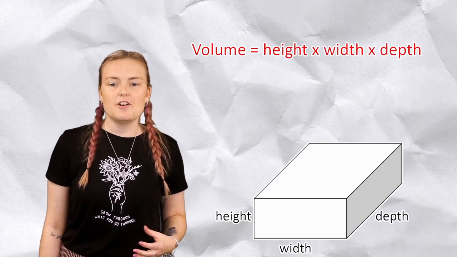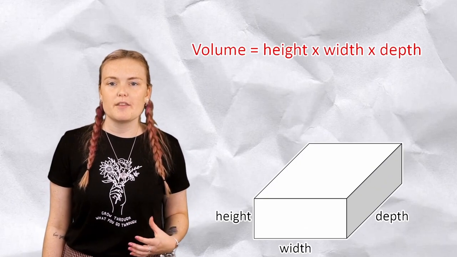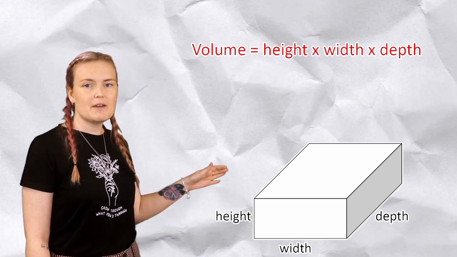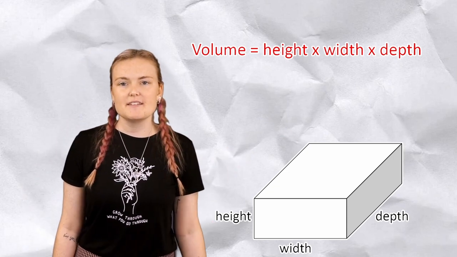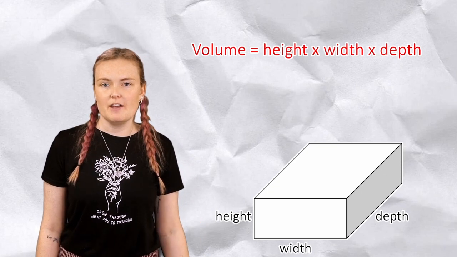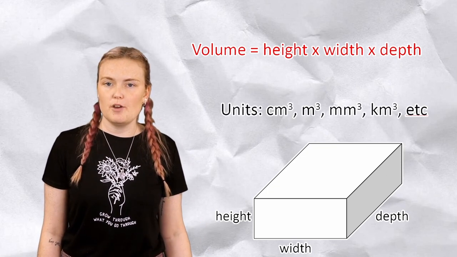That's the cross-section. So for volume, for a cuboid, all we're going to do is times the height, the width, and the depth. So all three measurements. And our units this time, instead of just squared for area, are going to be cubed for volume.